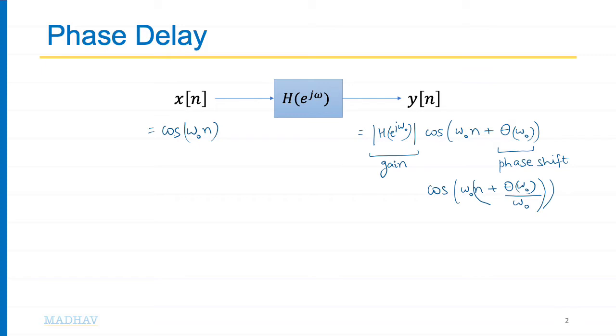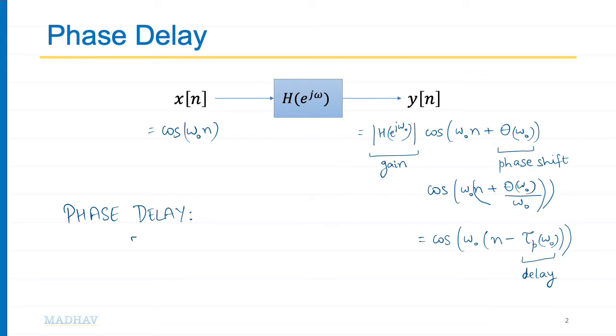This phase shift term is a shift in phase, but how do I relate it to how many samples it is shifting my cosine by? How many samples in the time domain is that shift? So a simple way is, you just take out omega naught as common and n plus some term which will have the same units as samples. So we call this term tau p, which is a delay term. That's why we have a negative sign here. And what is this tau p? This term is called the phase delay.